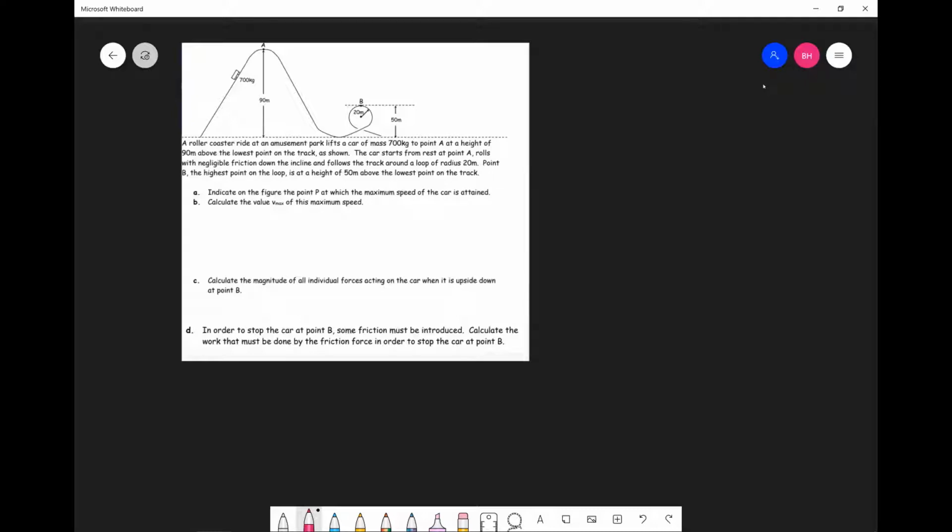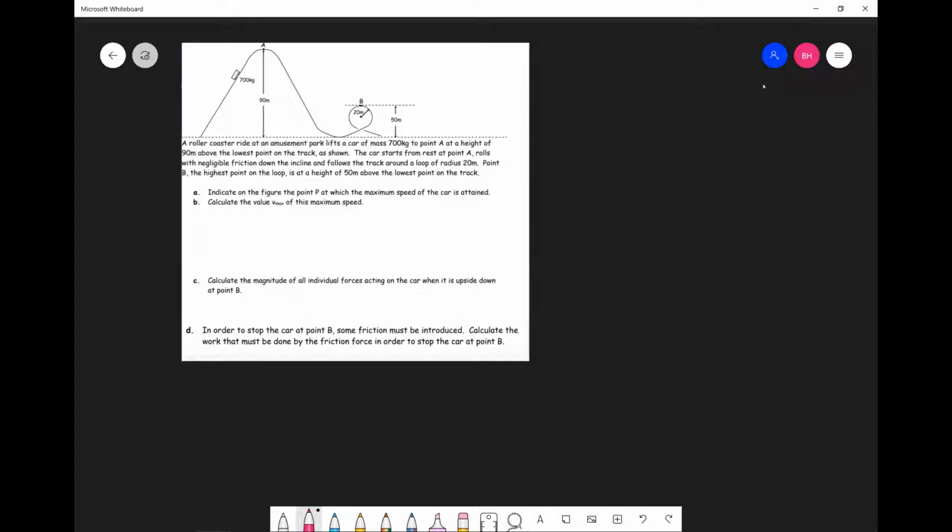It rolls with negligible friction, so we don't have to worry about non-conservative forces, down the incline and follows the track along a loop of 20 meters. Point B is the highest point of the loop. It has a height of 50 meters above the lowest point in the track. So the first thing that we want to do is indicate on the figure the point P at which the maximum speed of the car is obtained.